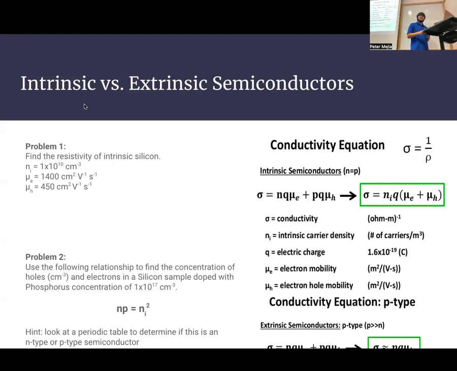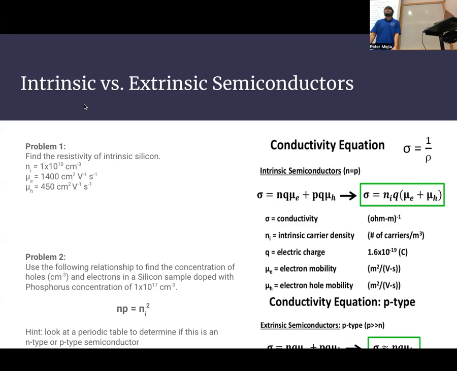It was like the phosphorus concentration. P? What is P? P is the number of holes. N is the number of electrons and P is the number of holes. Whenever you see this conductivity equation, think of NP as negative, positive: positive holes and negative electrons.